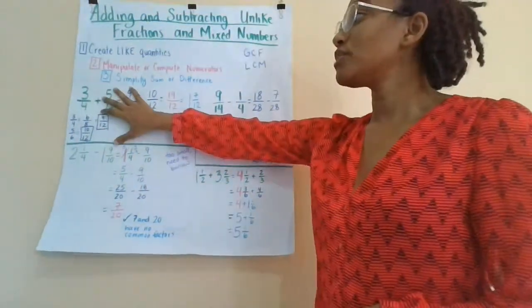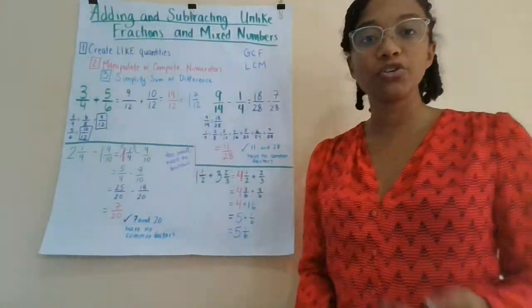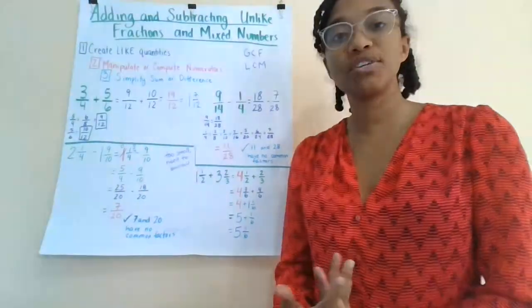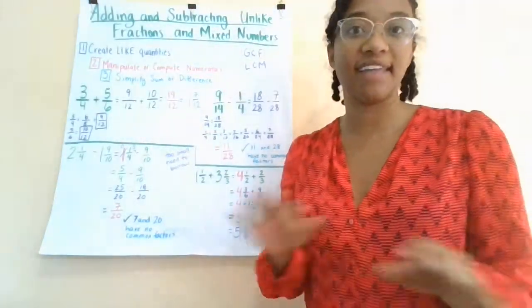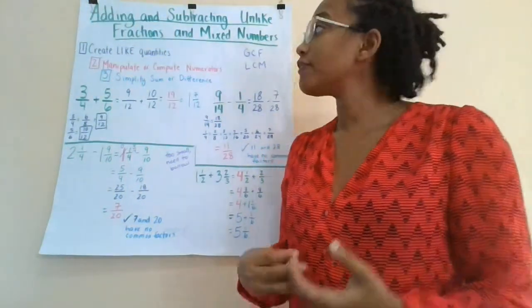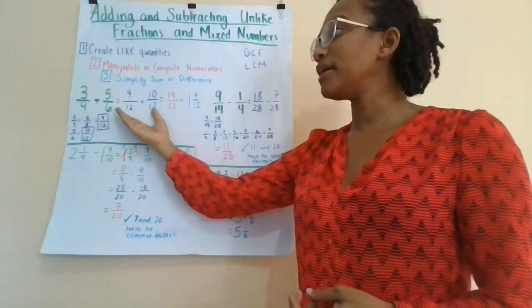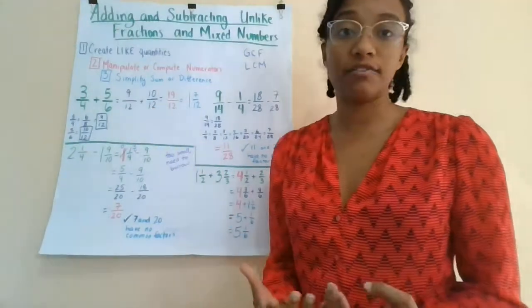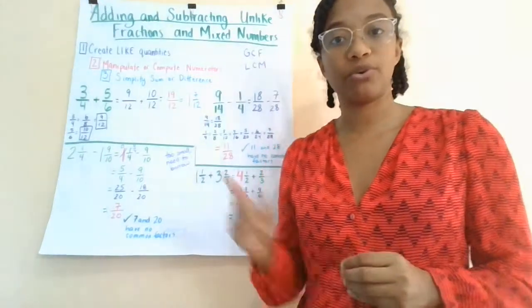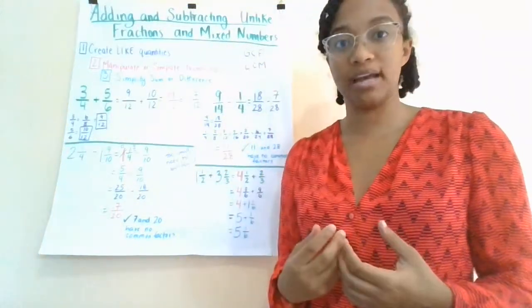All right, so let's start with adding fractions. I've chosen the fractions 3/4 and 5/6. As you can see, fourths and sixths are not the same. So that means these are unlike fractions. The first thing we need to do is to create like quantities. We can do that in a lot of different ways, but the main idea is that we're looking for the least common multiple, or LCM, of the denominators.